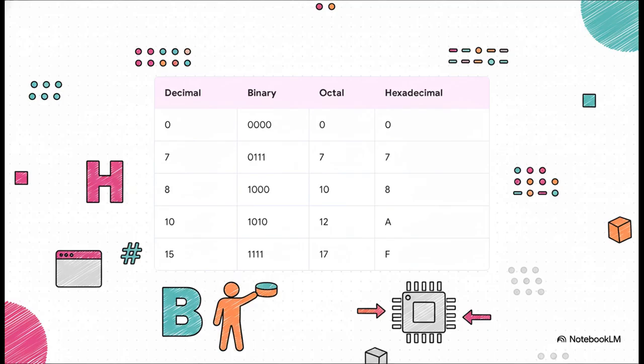And check this out. This table really shows how it all fits together. Just look at the number 10. For us, it's 10. In binary, it's a 4-digit number, 1010. In octal, it's 12. And in hexadecimal, it's just the letter A. They are all the exact same quantity, just written in a different language.